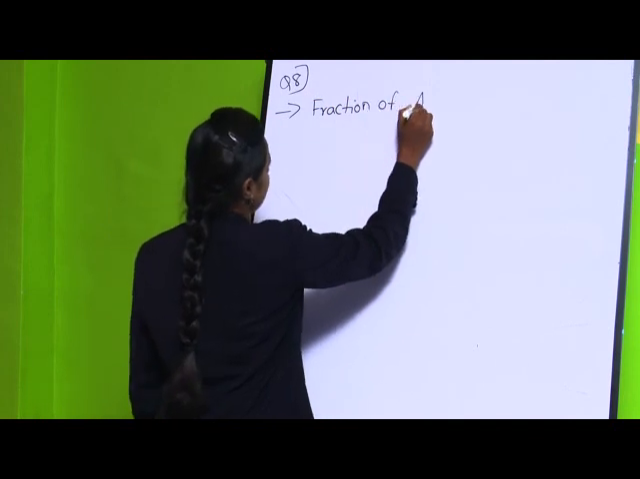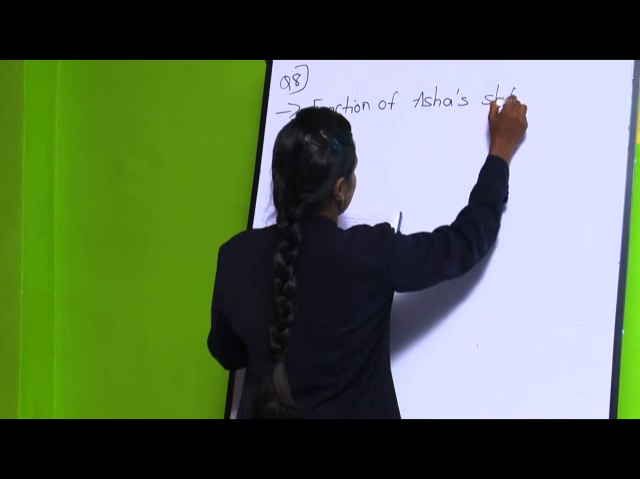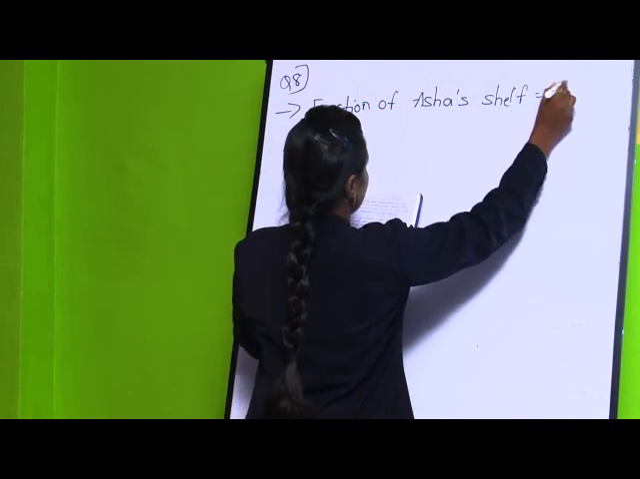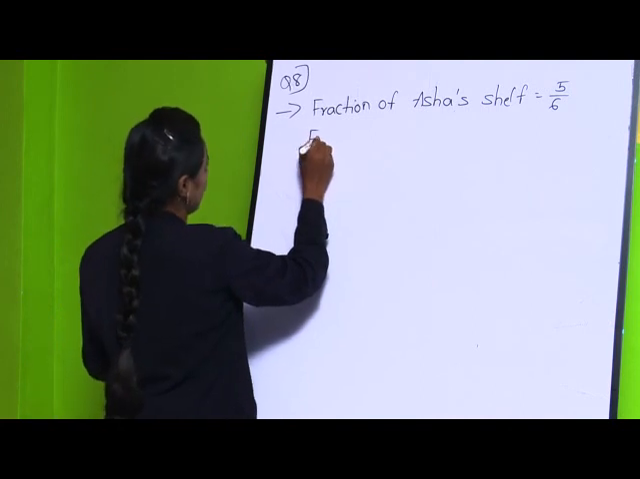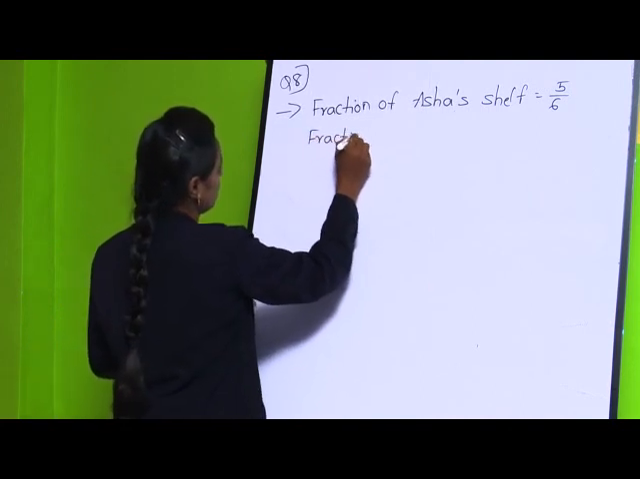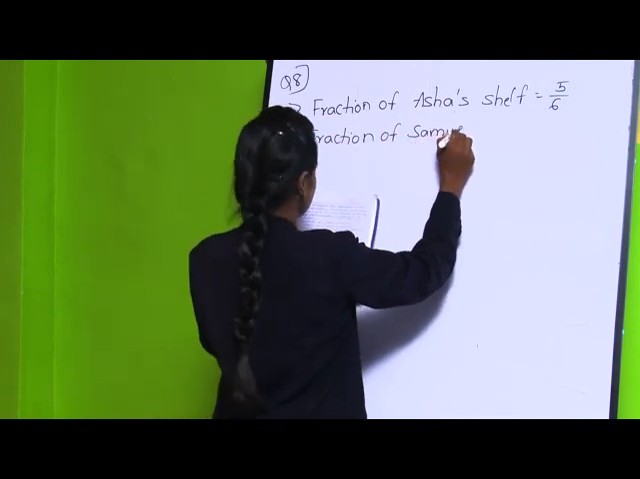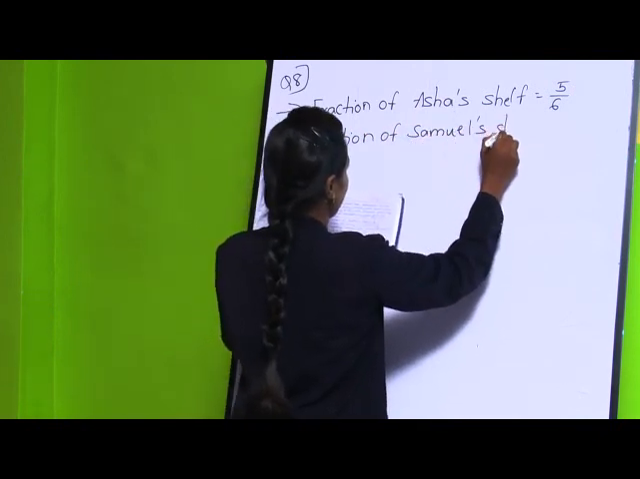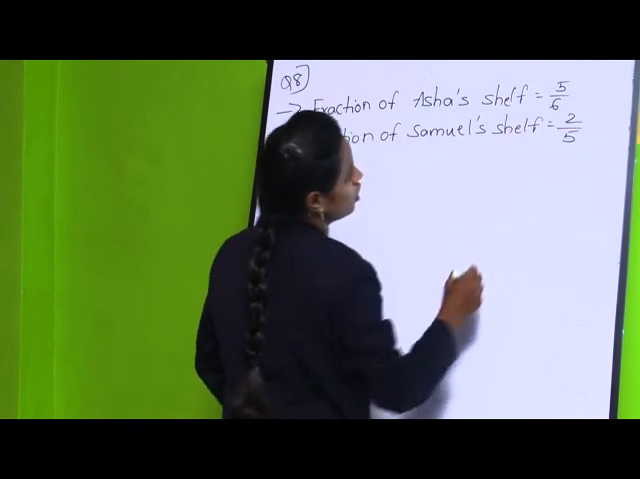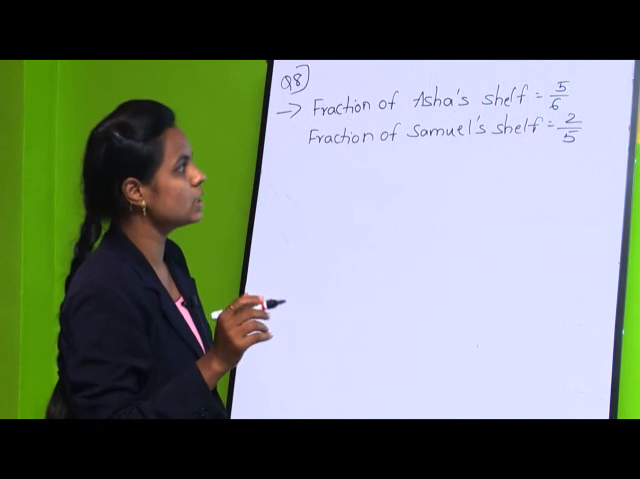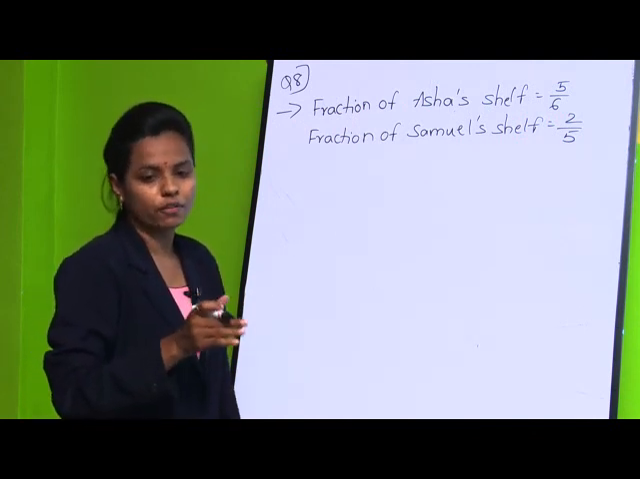of Asha's shelf, that is 5 by 6, and then we have the fraction of Samuel's shelf. How much fraction does it have? It has 2 by 5. So Asha's shelf is 5 by 6th full and Samuel's shelf is 2 by 5th full.